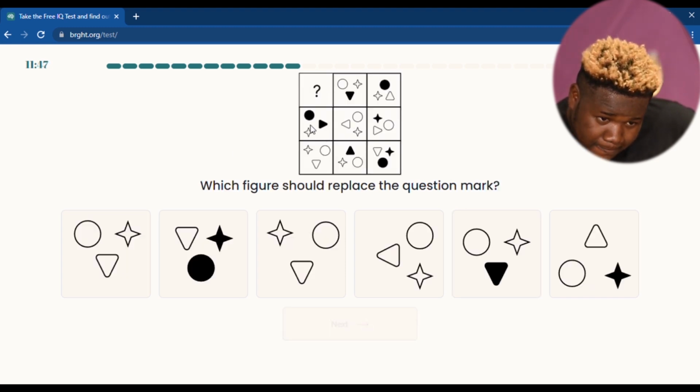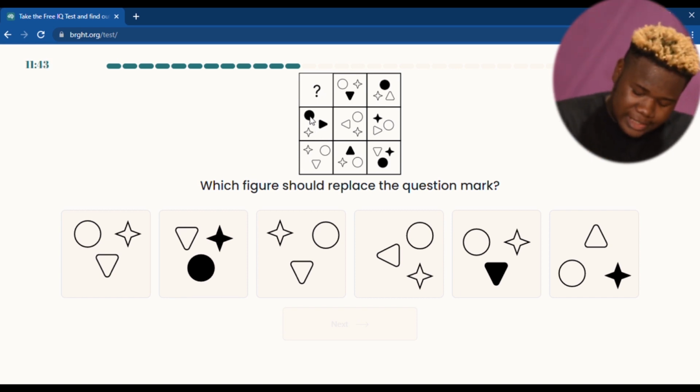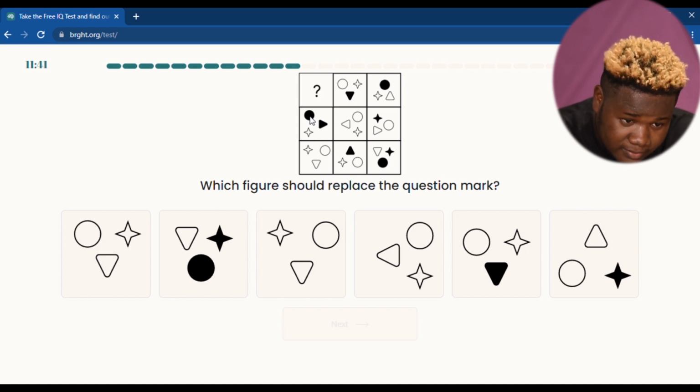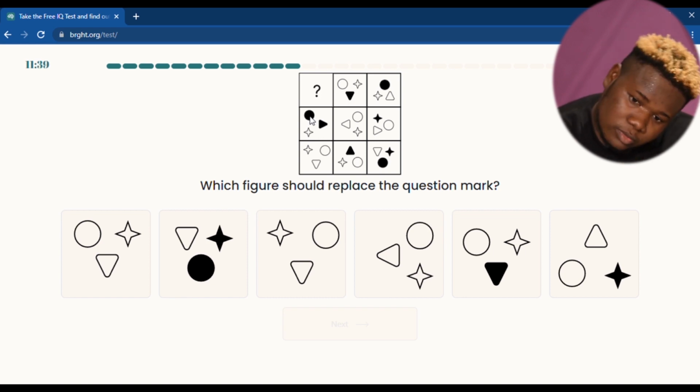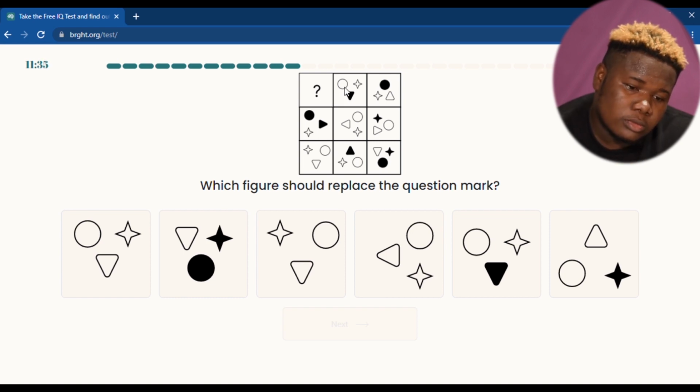What's this? Okay. Oh, this is becoming even more difficult. Okay. Not shaded.